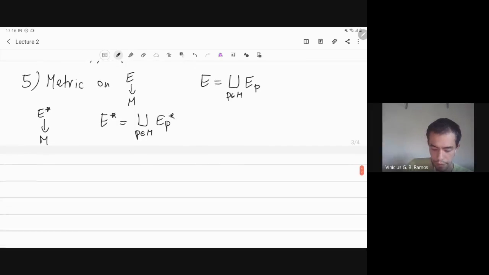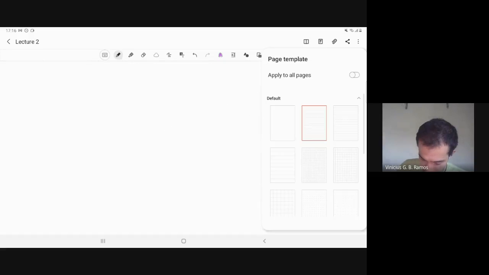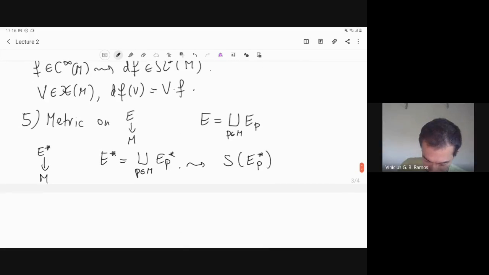Okay? And now you can do another operation, which is you can look at symmetric forms on E_p dual. In fact, any natural operation you can do with vector spaces translates into operations on vector bundles. So you can do direct sums, you can do duals, and you can look at the symmetric product.